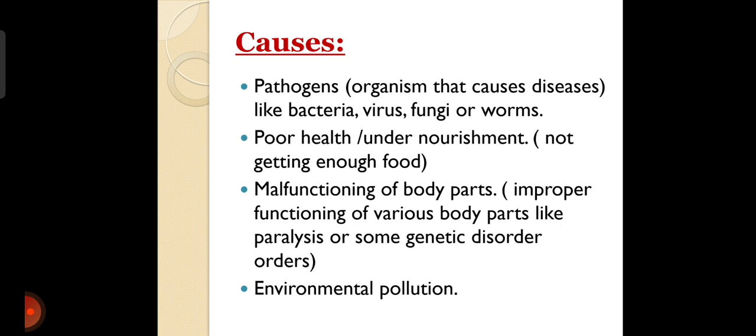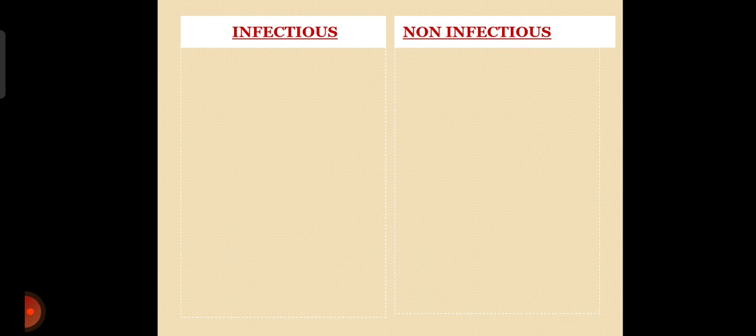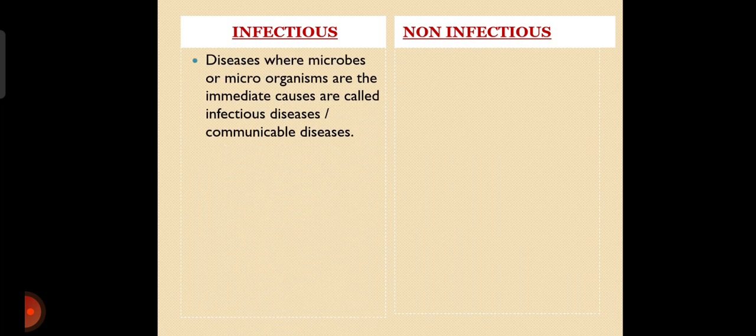Malfunctioning of the body parts. That means improper functioning of various body parts, like paralysis or some other genetic disorder. Even environmental pollution becomes one of the causes of disease. Now, diseases are basically of two types: infectious and non infectious. Infectious and non infectious are the scientific terminology, but with the help of this slide, I will be able to guide you and help you understand the difference in a simpler manner.